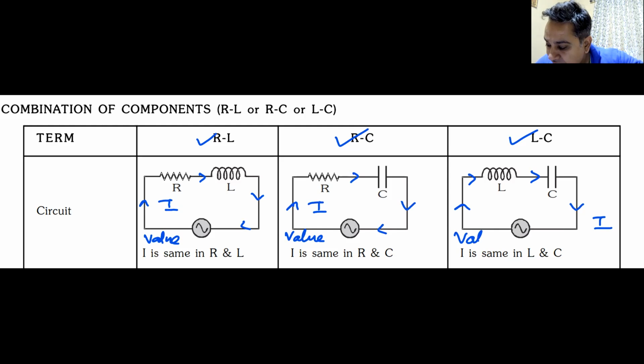Do we all understand this? The value of current, how much current is flowing? The same current flows, but current and voltage are not in the same phase. Remember that. Current is the same, but the angle between voltage and current is not the same. I hope you understand this. I'll give you a minute to note this down.